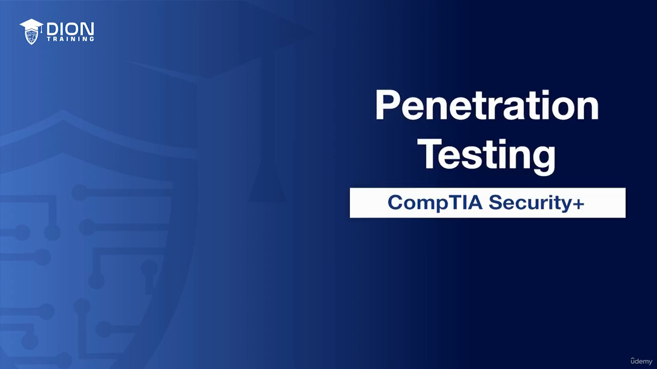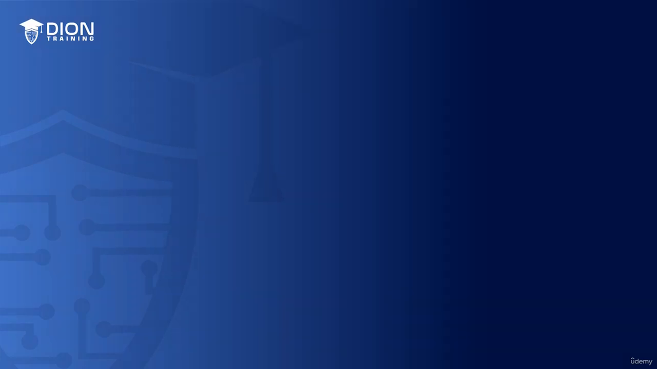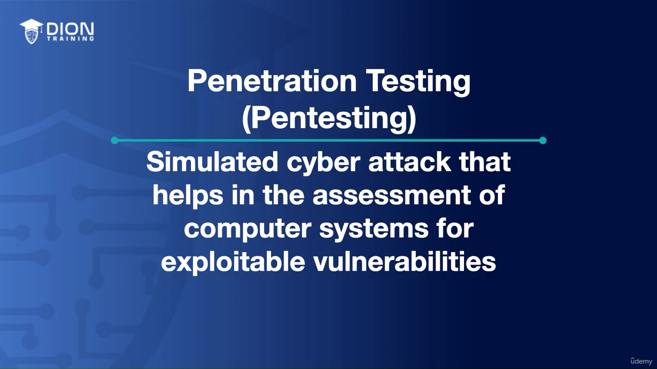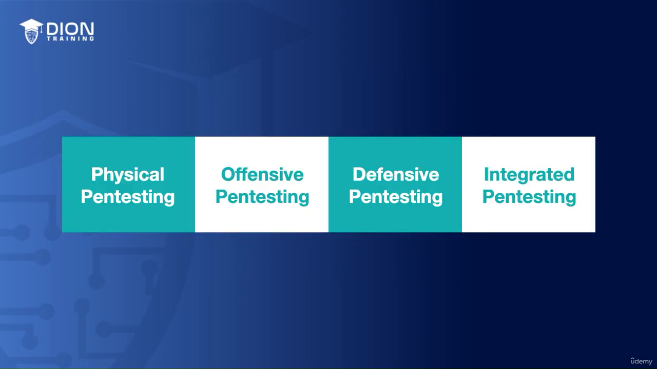In this lesson, we're going to discuss the world of penetration testing. Penetration testing, also known as pen testing or ethical hacking, is a simulated cyber attack against a computer system to check for exploitable vulnerabilities. The process involves assessing systems for potential weaknesses that could be exploited by attackers. In this lesson, we will explore the different types of penetration testing, including physical, offensive, defensive, and integrated.